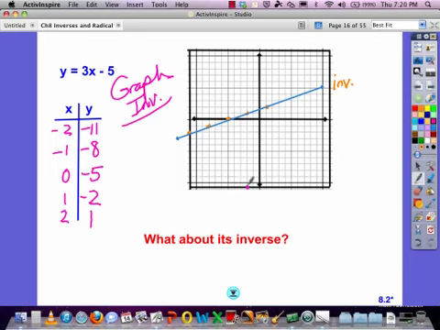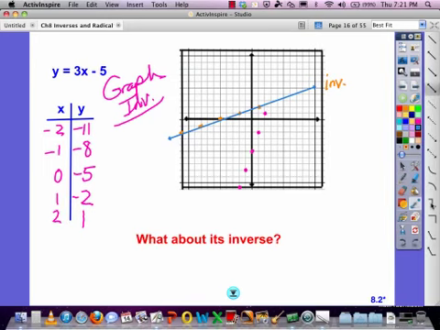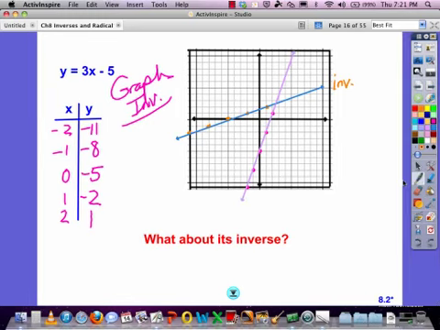We'd be down in here. A negative 1, a negative 8. A 0, negative 5. A 1, negative 2. And a 2, 1. So you can see that with this one, and let's change the line color on this one as we draw our line. Our original is in pink, purple, and our inverse is the other. So if they want them both, you can put them both. If they just want the inverse, you'd graph just the inverse.